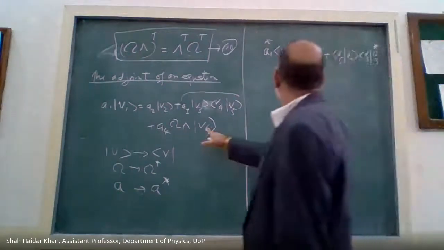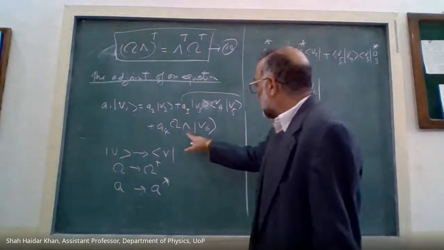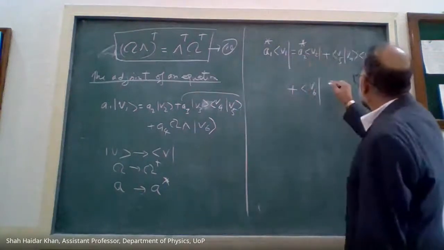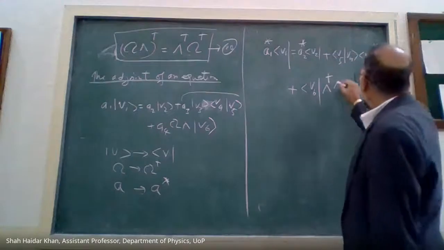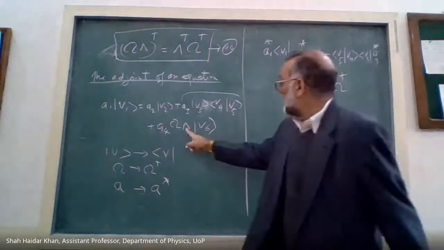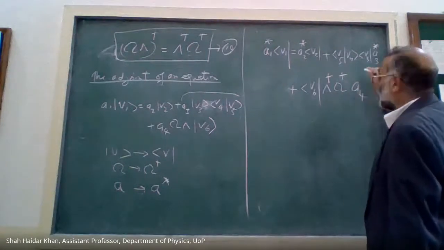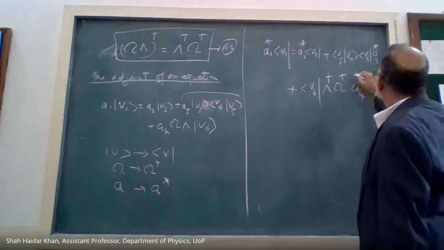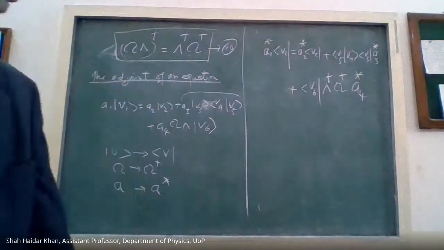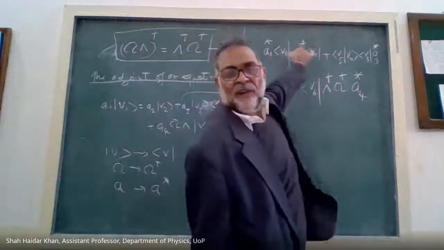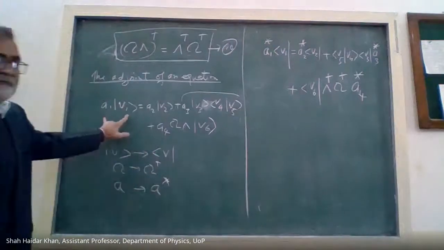And now this thing, so we change the order and change this to the dagger form. So we will put lambda dagger and omega dagger, and then A4, and we will change A4 into star. So this is how we will get the adjoint of an equation in a vector space. This is the equation.